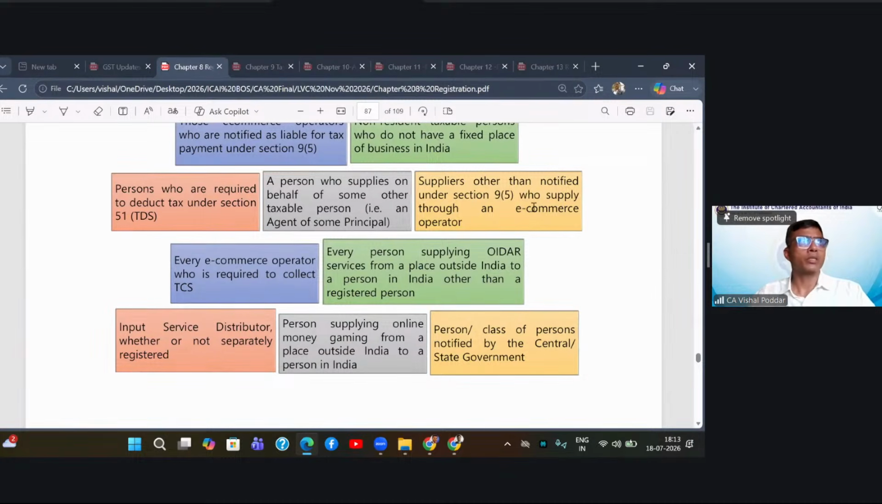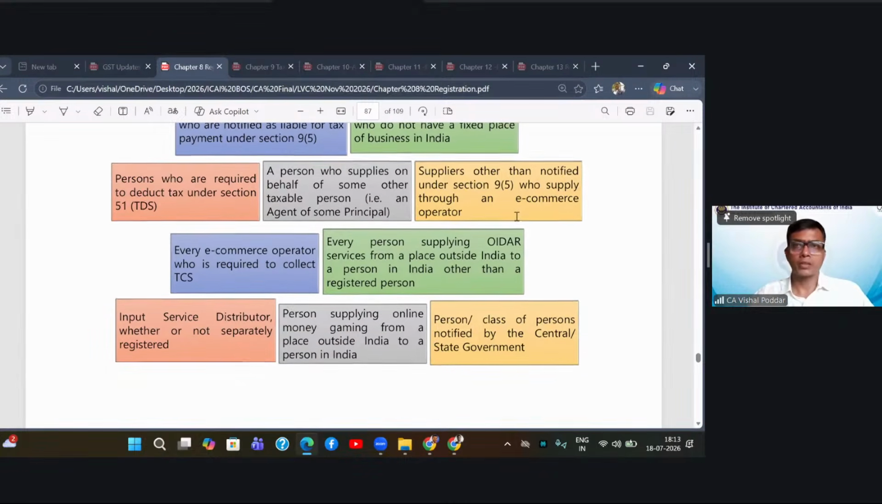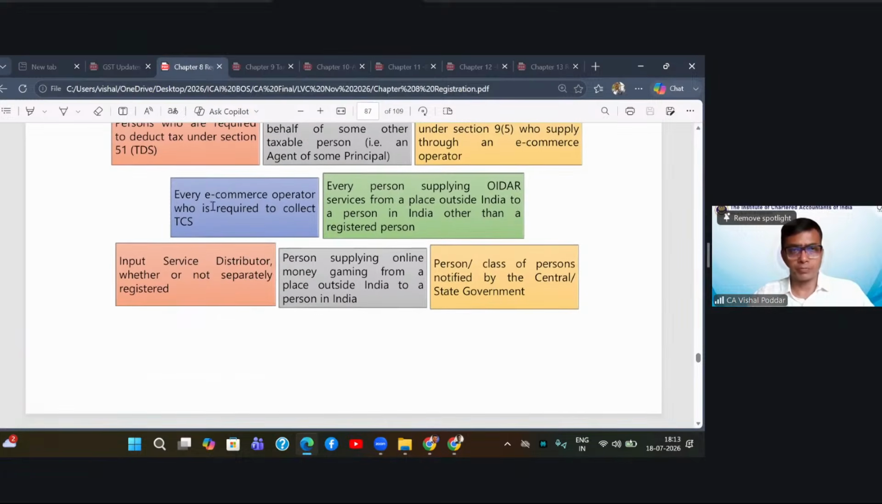So whenever you are supplying through an e-commerce operator and your transaction is not covered in 9(5), because if it is covered in 9(5), then the e-commerce operator is liable to pay tax and you need not get registered. So if it is not covered in 9(5), it means you are liable to pay tax. Then you will have to be registered.